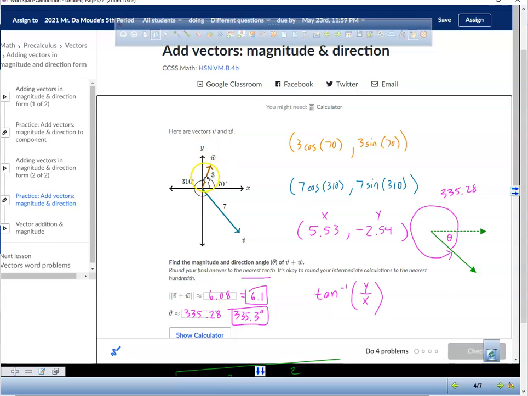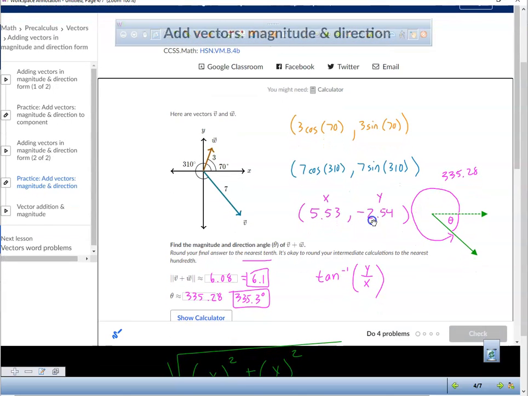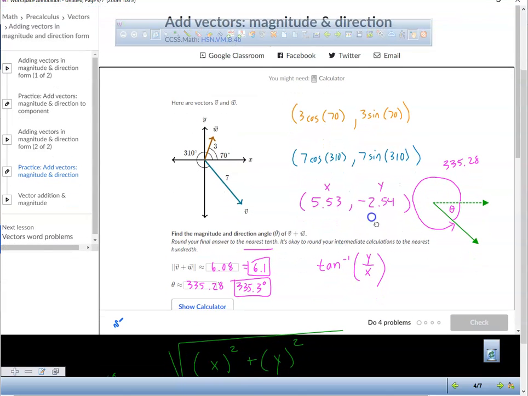But we have a vector right here, vector W, that has a magnitude of 3 and an angle of, say, 70. So I put 3 cosine 70 and 3 sine 70 as my components. And then I have the other vector, which is a magnitude of 7, and its angle goes 310 degrees. So I took those components, and when I added them together using the graphing calculator, I got 5.53 and negative 2.54, which clearly puts me in what's called the fourth quadrant.